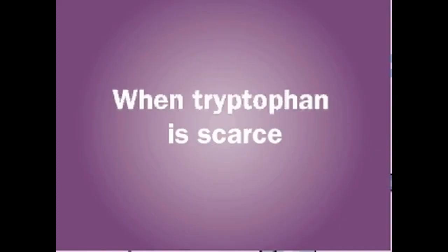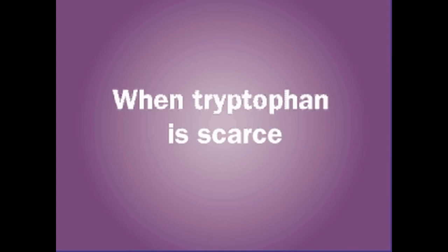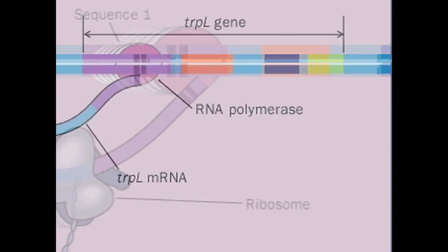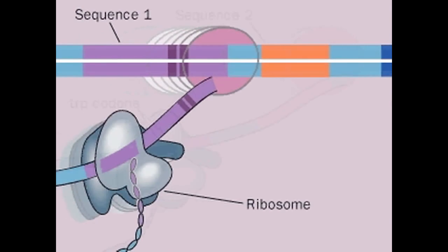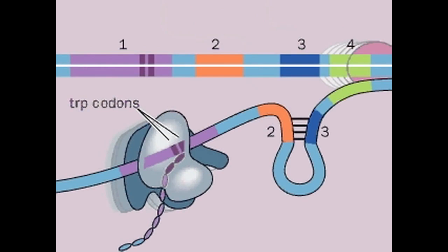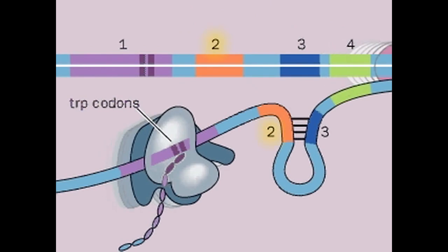Suppose tryptophan is scarce and there are few charged trp tRNAs available. When the ribosome reaches the tryptophan codons on the newly transcribed mRNA, it pauses, waiting for a trp tRNA, but it is not yet covering sequence number 2. RNA polymerase continues to transcribe mRNA, and sequence 2 can now pair with complementary bases in sequence 3.